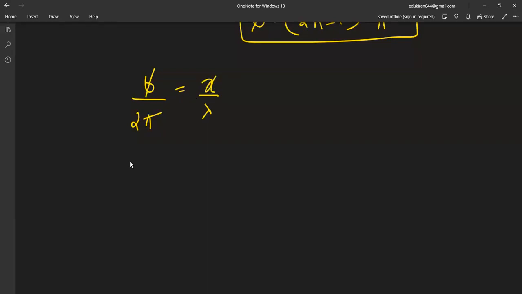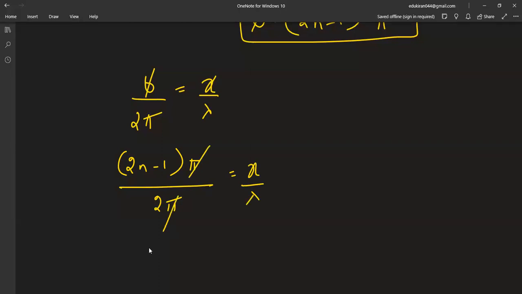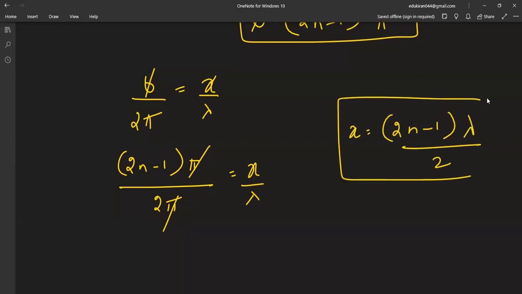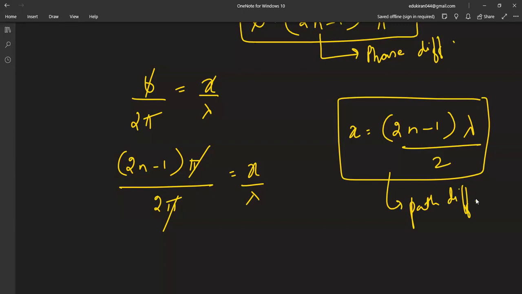So from here phi is (2n minus 1) into pi by 2. Pi by 2 pi is equal to x by lambda. Pi will be cancelled. So x is equal to (2n minus 1) lambda by 2. This is the path difference, and this is the phase difference.